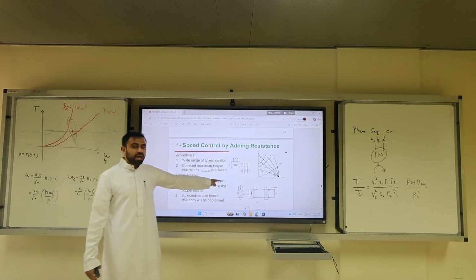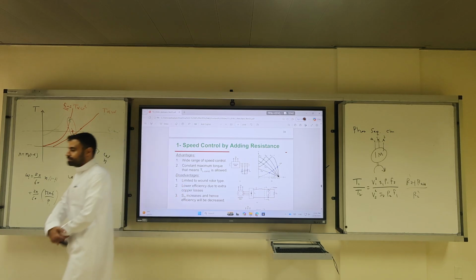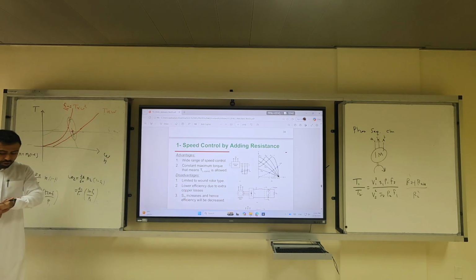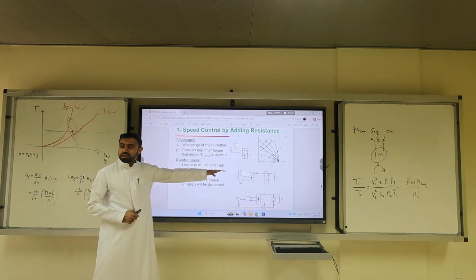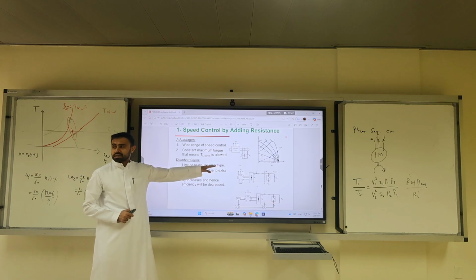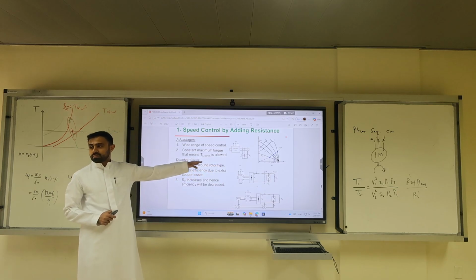Limited to wound rotor type. Why is it limited to wound rotor type? Because wound rotor types are the only rotors that you can have external resistance on. Squirrel cage is not allowed because squirrel cage rotors are short-circuited and you cannot add resistances to them.